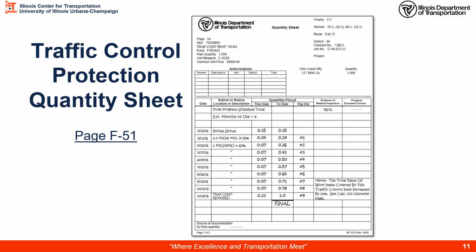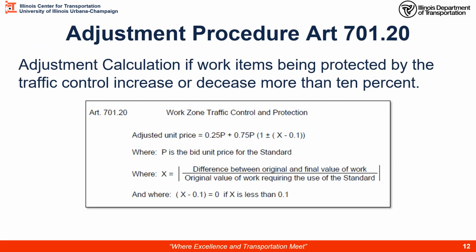Now there is the possibility of an adjustment based upon the work protected by this standard. So we see we have a note here that this check was made of the total value of the work items that the traffic standard protected. And it turns out that the work had some cost increase by 10%. So there's a calculation and check for that adjustment. So let's take a look at the adjustment procedure, which is located in Article 701.2 of the spec book, which is page 602.